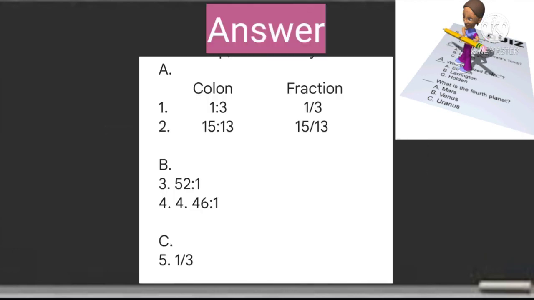Time is up. Let's check your work. For letter A, number 1, under column, the answer is 1:3. Under the column of fraction, the answer is 1/3. Number 2, under column, the answer is 15:13. Fraction, 15/13. For letter B, number 3, the answer is 52:1. And for number 4, 46:1. Letter C, number 5, the answer is 1/3.